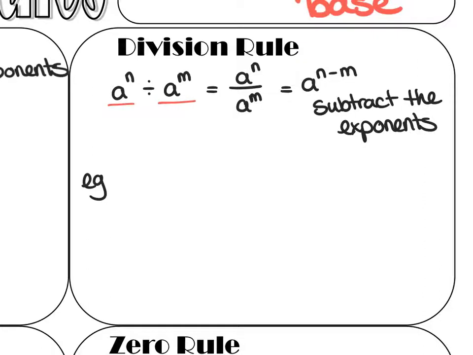Let's do an example. So let's say we have 6 to the 11 divided by 6 to the 6. All you're going to do is subtract those exponents, and you get 6 to the 5.